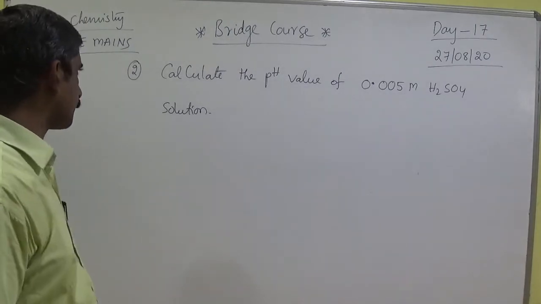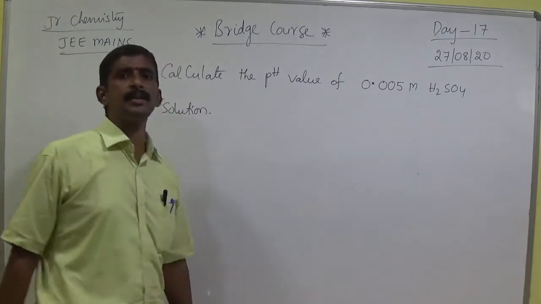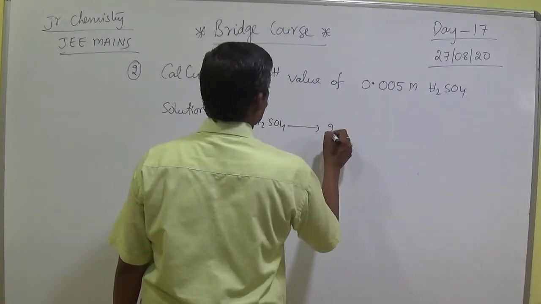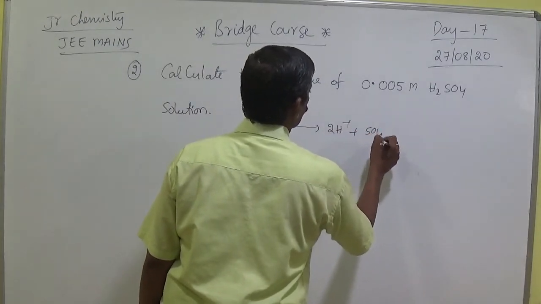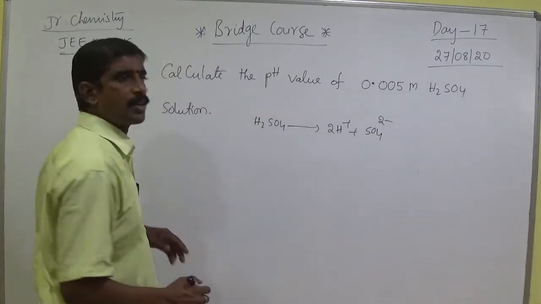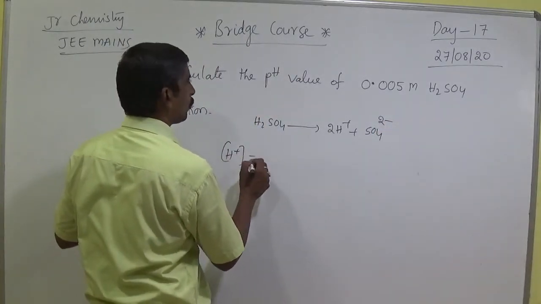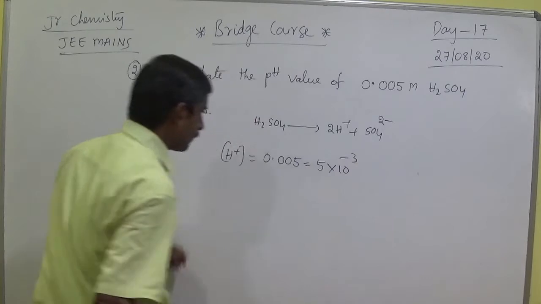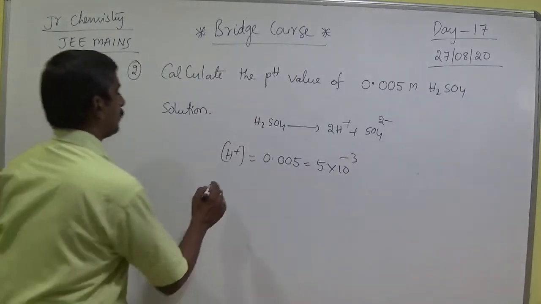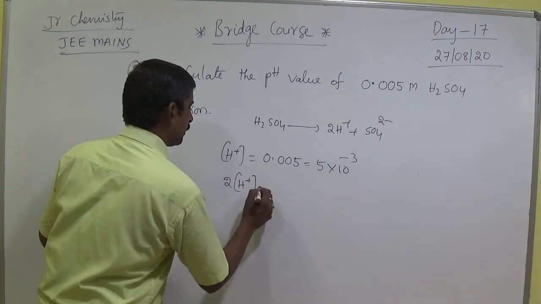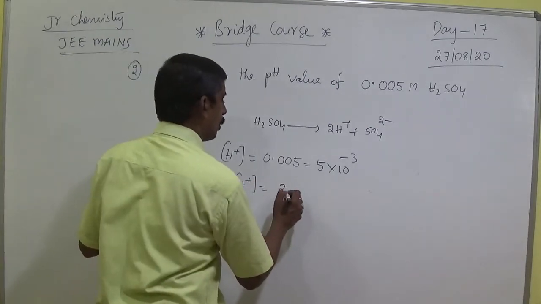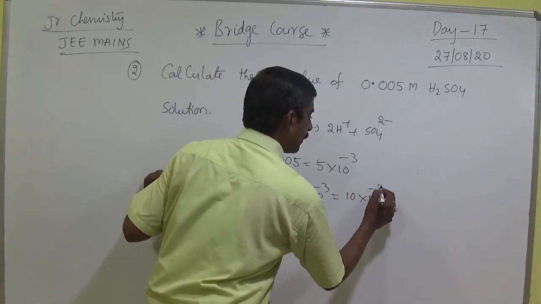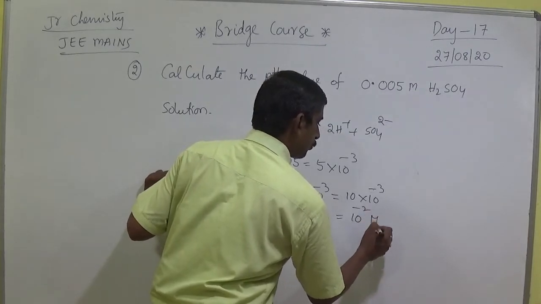Here, H2SO4 produces how many ions? 2 H plus ions. Generally, H2SO4 produces 2 H plus and SO4 2 minus. Generally, they give 1 H plus concentration, which is equal to 0.005, that means simply 5 into 10 to the power minus 3. But 2 H plus ion concentration equals 2 into 5 into 10 to the power minus 3. That means 10 into 10 to the power minus 3, that means 10 to the power minus 2 molar.